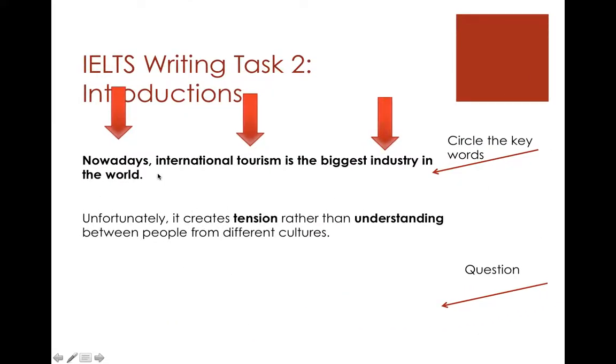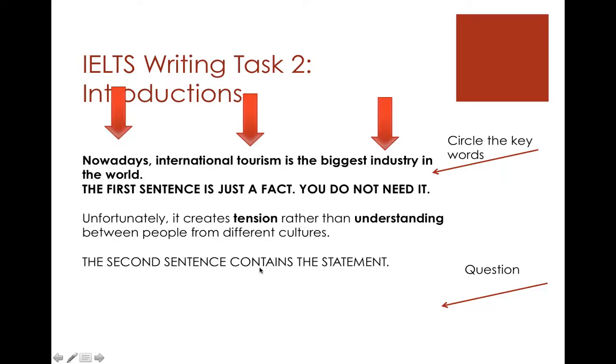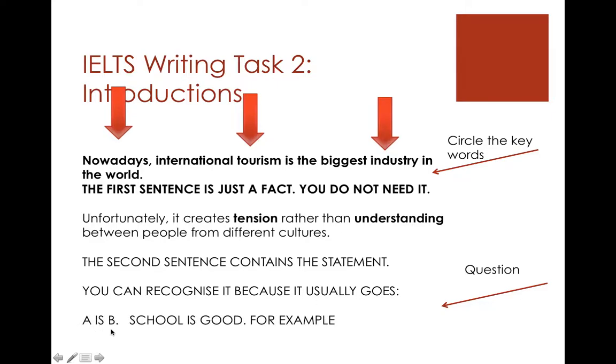Let's take a look at the first sentence of the statement. Nowadays, international tourism is the biggest industry in the world. The first sentence is just a fact. You don't need it. They're not asking you to do anything with this. Unfortunately, it creates tension rather than understanding between people from different cultures. The second sentence contains the statement. You can recognize it because it usually goes, A is B, school is good, agree or disagree. A creates B. It, being tourism, creates tension, yes or no. So that is this statement.